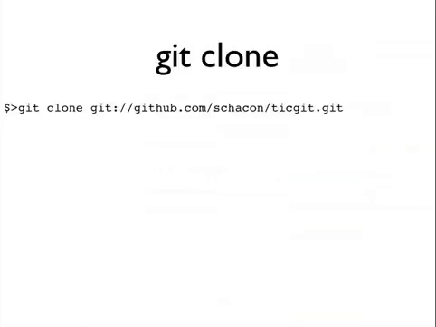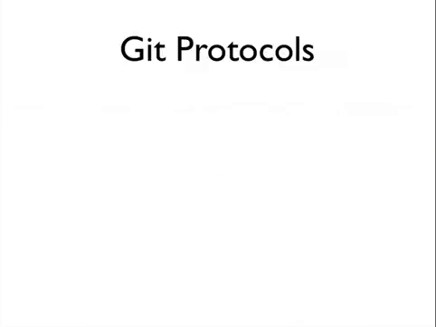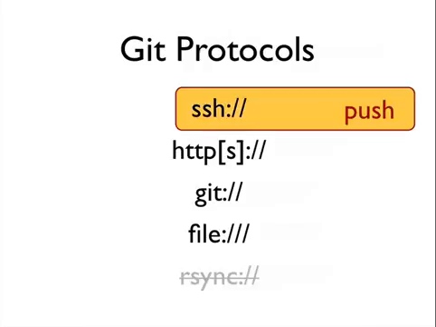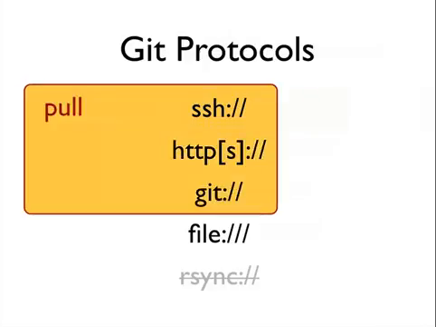Generally you'll run git clone to get an existing repo. Now there are different protocols that this will run under: SSH, HTTPS or HTTP, the Git protocol, local files, and rsync. I would ignore rsync for now since most people don't use that. It's sort of deprecated. You'll generally push over SSH because that is a secure, authenticated, easy to set up protocol, and you'll generally pull over any of these three.